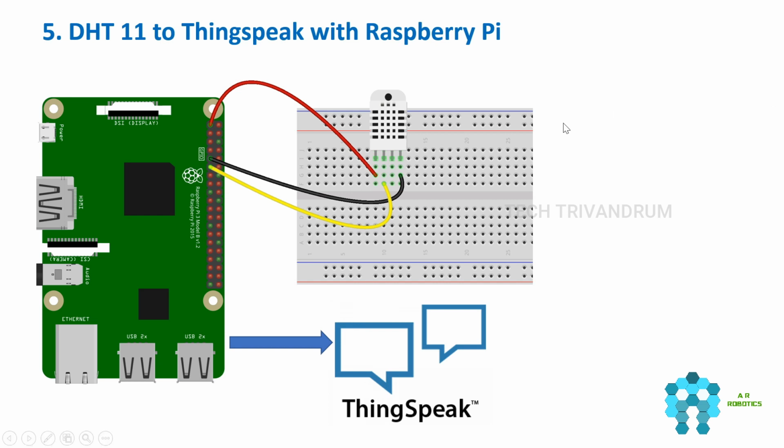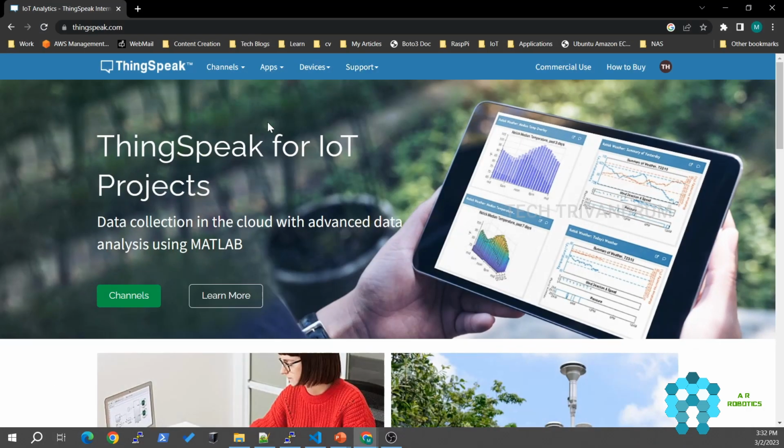Here, after getting the data from the sensor, we will upload it to the ThingSpeak server. We will create separate channels for temperature and humidity respectively. We will upload the data to ThingSpeak to get a graphical representation of the data. So first we need to create an account in ThingSpeak, and it's free. So we can open the ThingSpeak website now. I have already created an account.